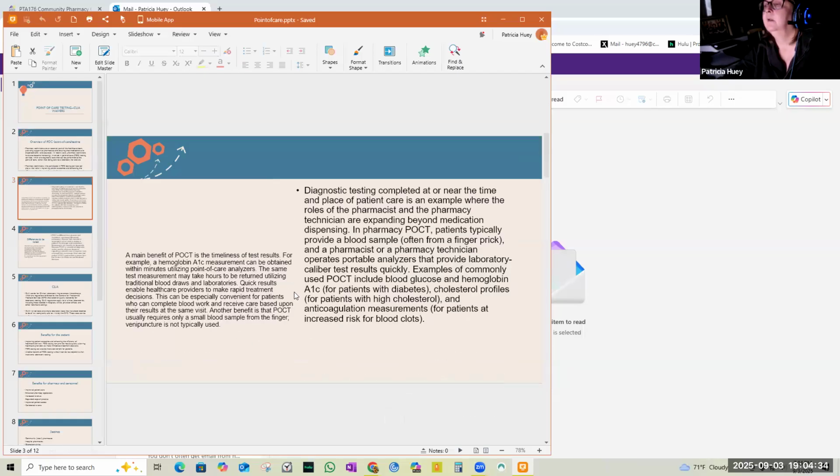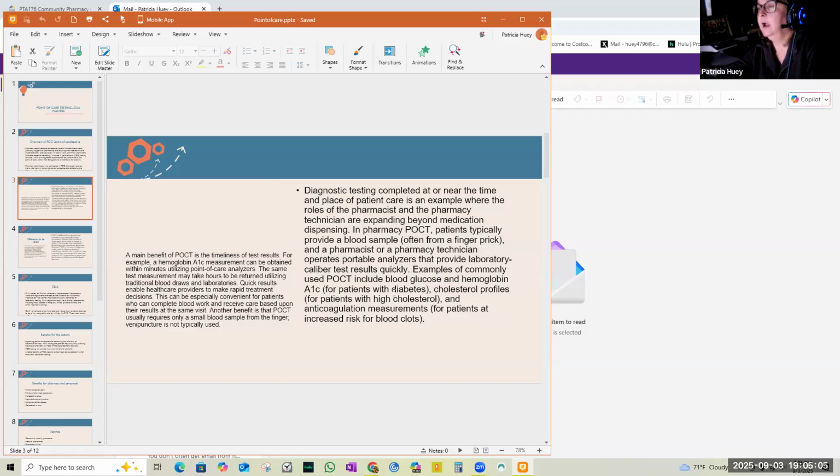All right. So here we see the diagnostic testing completed at or near the time and place of patient care is an example where the roles of the pharmacist and the pharmacy tech are expanding beyond medication dispensing. In a pharmacy POCT, you would typically have the patient provide a blood sample, often from a finger prick, and a pharmacist or a tech operates a portable analyzer that provides laboratory caliber test quickly.